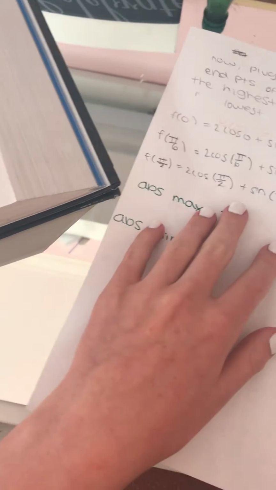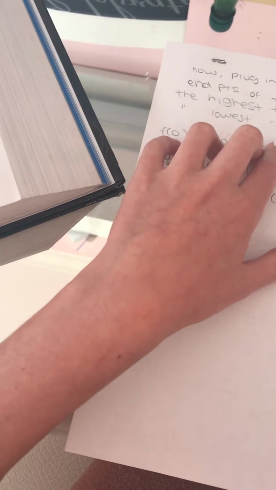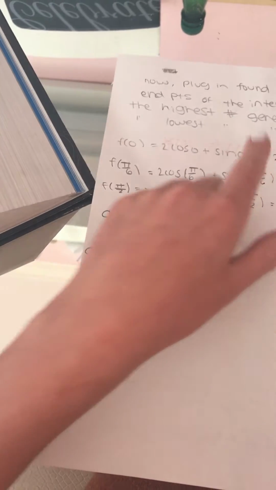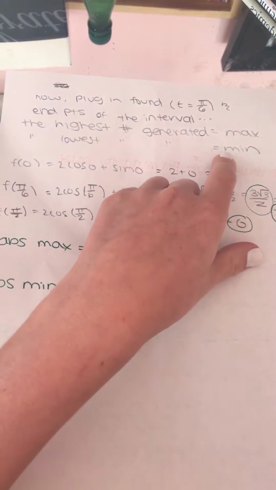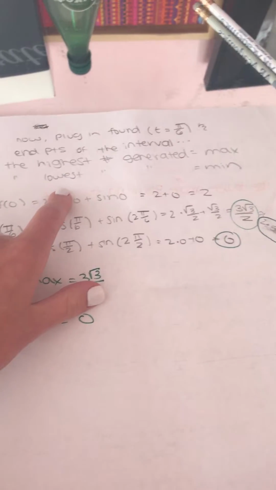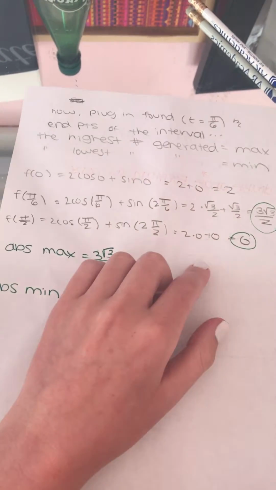So now we're going to plug in t equals pi over 6, which we just found right here, for our critical number. We're also going to plug in the endpoints which are given, which are 0 and pi over 2. We plug those in, and the highest number that's generated is going to be your absolute max, which it asks for, and the lowest is going to be the min. So that's exactly what I did.